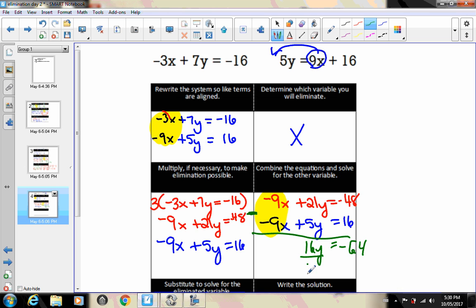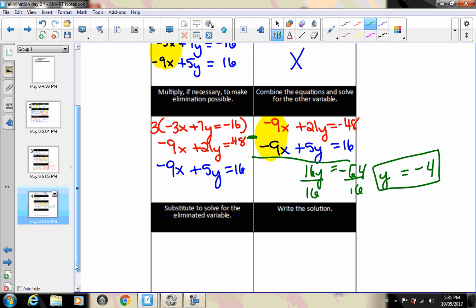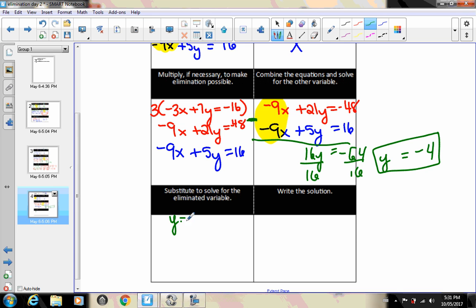So what's my next step? I have to divide by 16, and I get y is equal to negative 4. Similarly to yesterday, I write this out, y equals negative 4. I can pick either equation. I'm going to pick the top one. Negative 3x plus 7y equals negative 16. On my next line, I take that negative 4 and substitute it in for y, so it becomes negative 3x plus 7 times negative 4 equals negative 16.